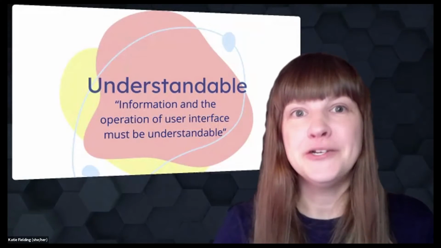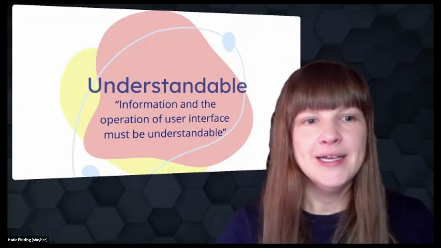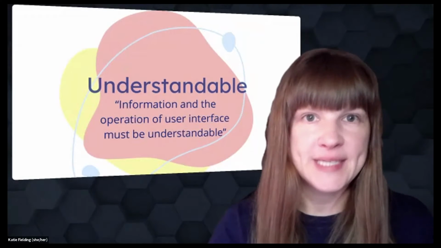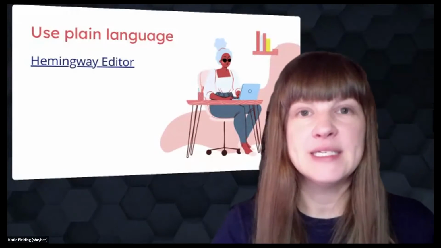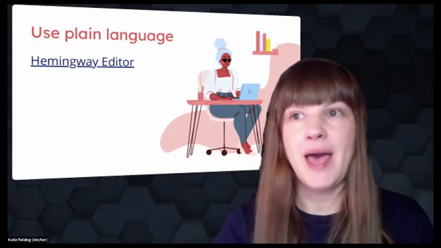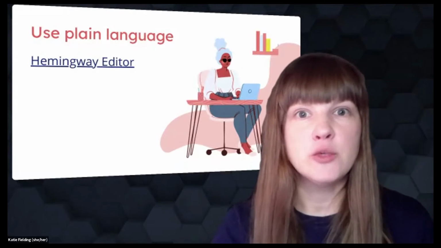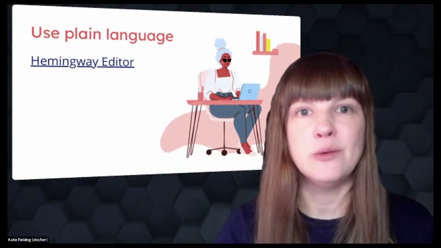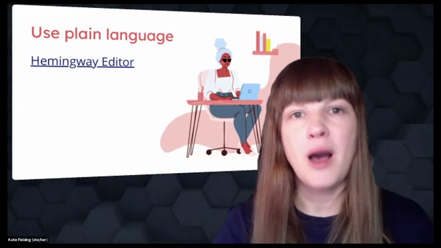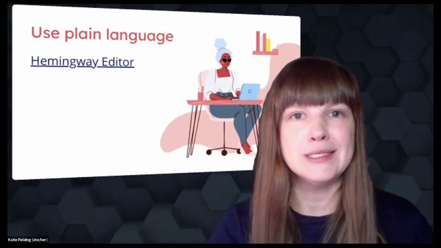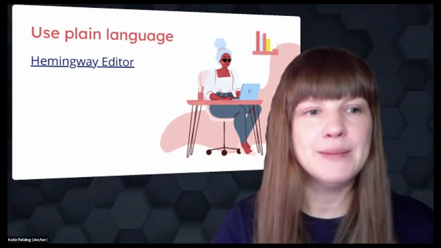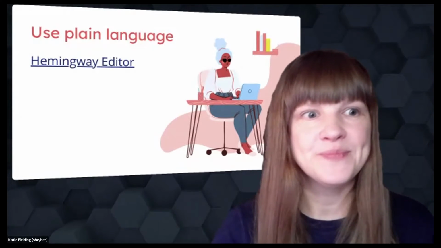All right, understandable. This is the third category. We want to make sure that everything on the page is understandable. The first thing in this part is to use plain language. And I love the Hemingway editor. It is a web page where you can copy and paste your text, and it will tell you the reading level, and whether there are any complicated sentences, run-on sentences, or word choice that could be better. So definitely that is a tool to check out.